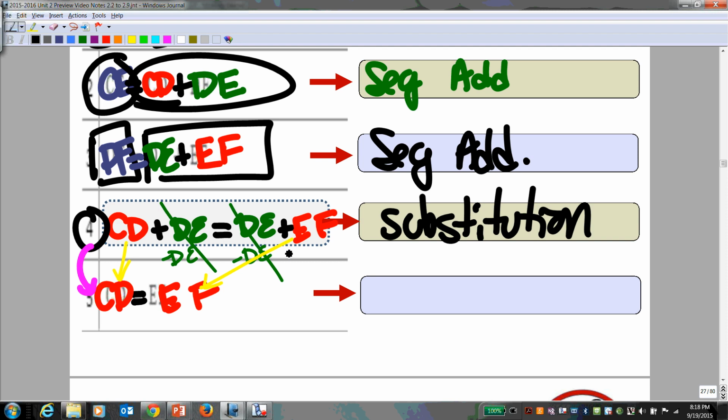We have to ask ourselves what changed. And what changed was we subtracted DE. So we call that subtraction property.